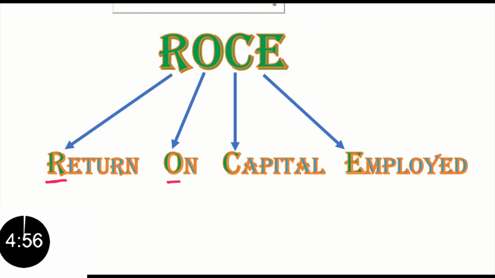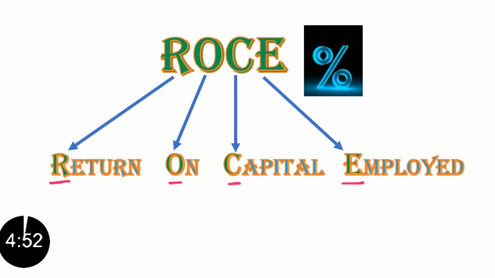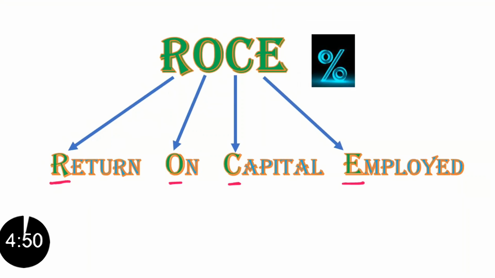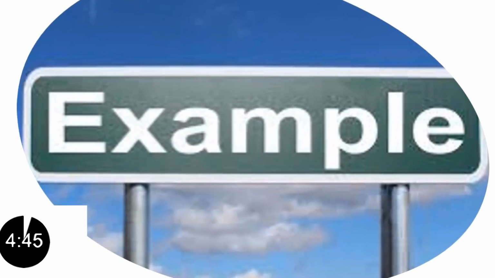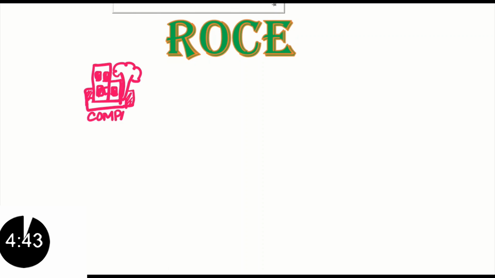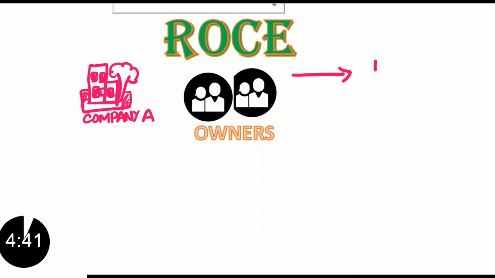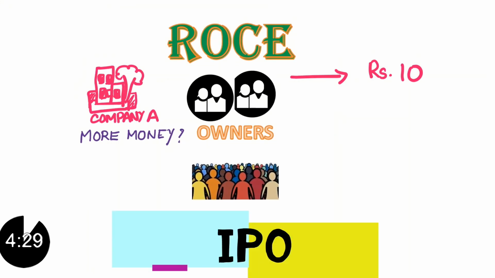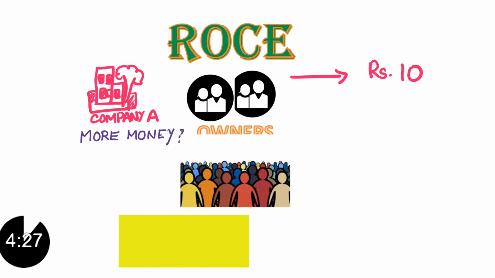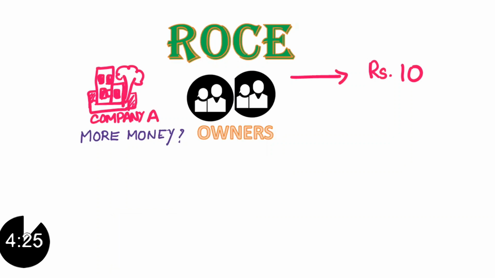ROCE stands for Return on Capital Employed and is expressed as a percentage. As always, instead of going into the definition first, let's start with an example. Let's take the case of company A. The owners of the company invested 10 rupees. More money is needed for the business to run. They open up the company for investing, which means people like you and me can put money in the company.